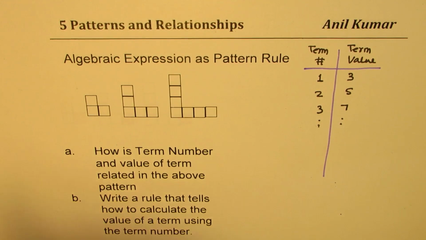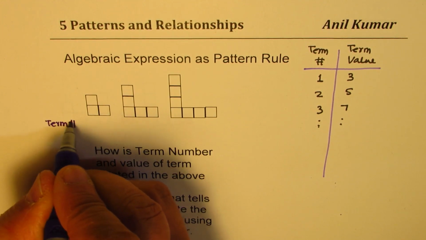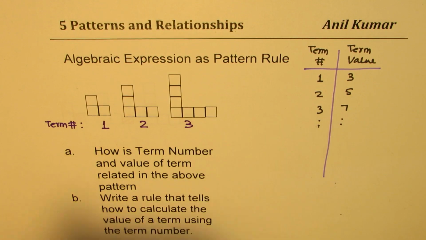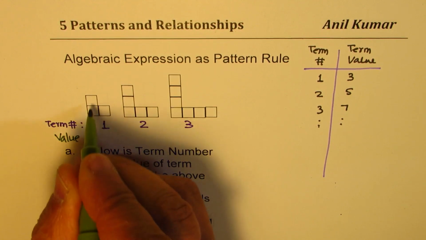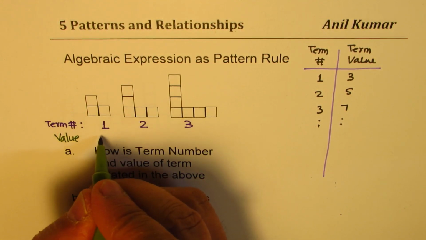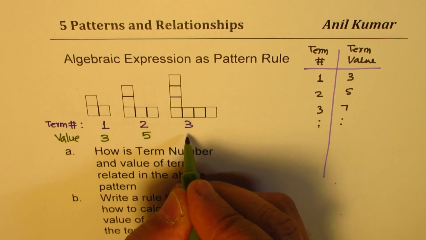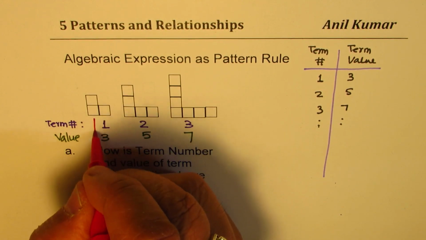So that is to say, this is our term number 1. This is term number 2. This is term number 3. Now, in term number 1, what is the value? Value is number of squares. The number of squares is 3. The number of squares is 5. The number of squares is 7. The question here is, how are these numbers related?